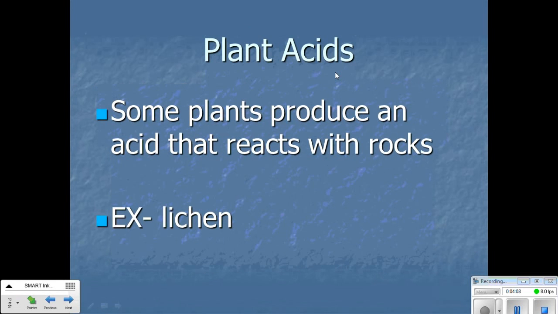And then plant acids. Some plants produce an acid that reacts with rocks. And the example is lichen. That's how you pronounce that word, lichen. It grows on rocks and it sort of eats away at it, kind of like a mold.